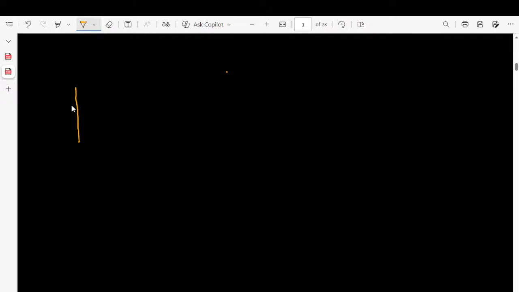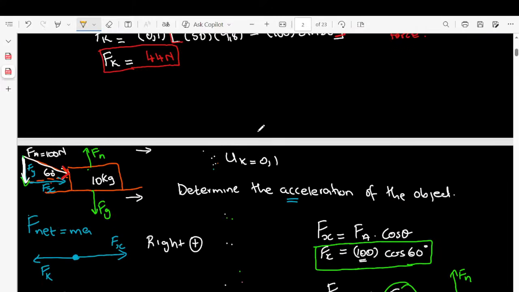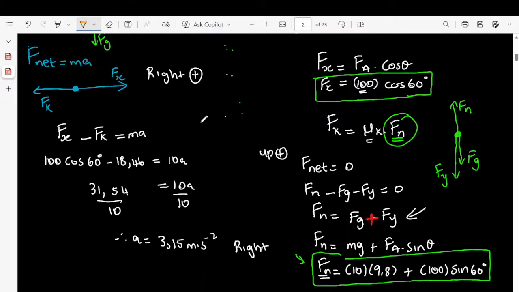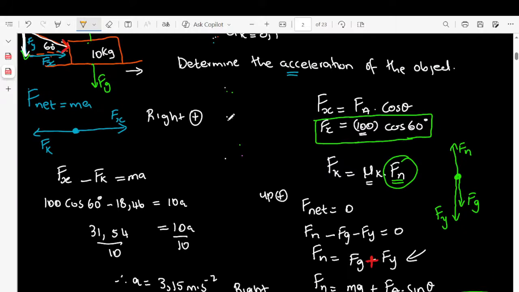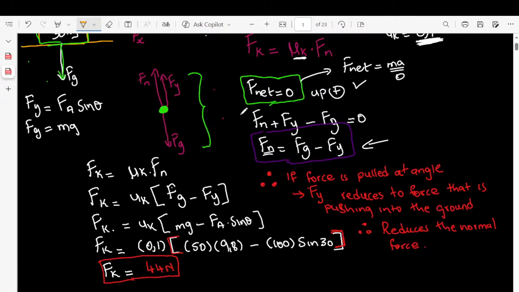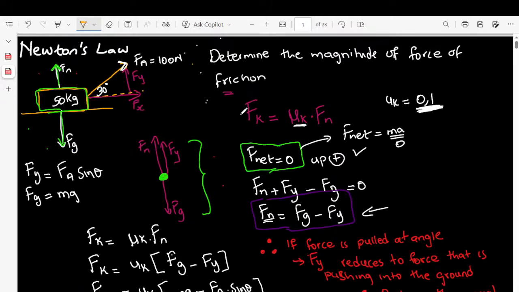Someone is asking about the mark allocation. Let's try to do the mark allocation. Most of the time acceleration is 6 marks, 5 marks, 4 marks. So it's more than 4 marks.